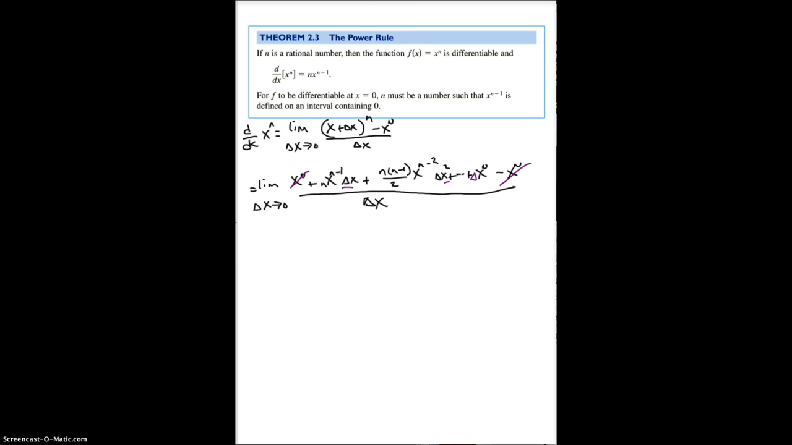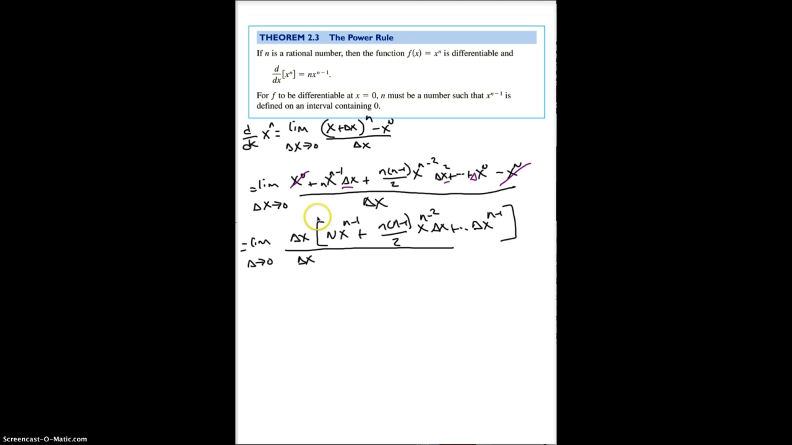All right, so let's look at this. This is the limit as delta x goes to 0. And I'm going to factor the delta x, divided by delta x here. When I pull delta x out here, I get n x to the n minus 1 plus n(n minus 1) over 2 times x to the n minus 2 times delta x plus, now every term from here on out is going to have a delta x in it. And this is going to be delta x to the n minus 1.